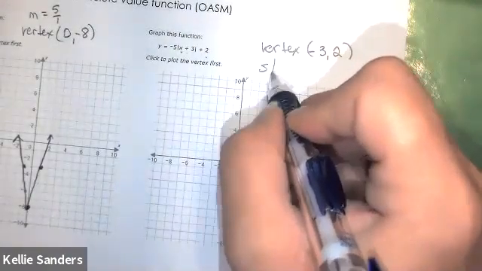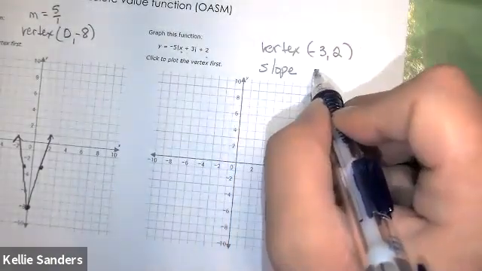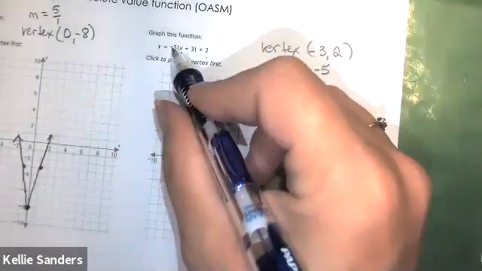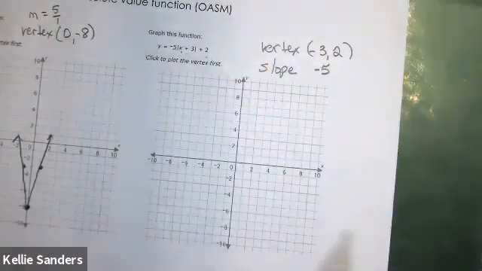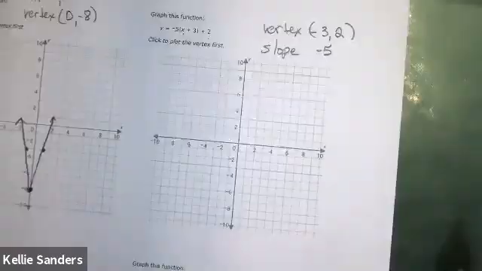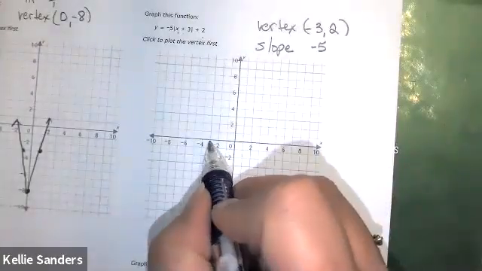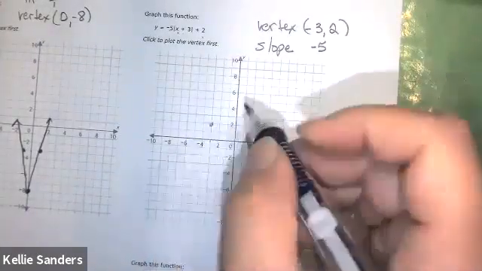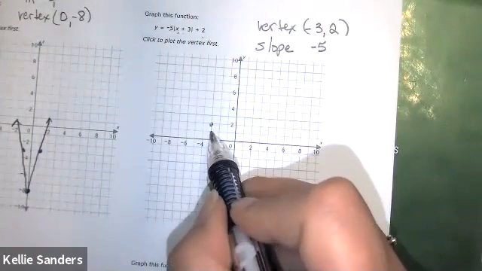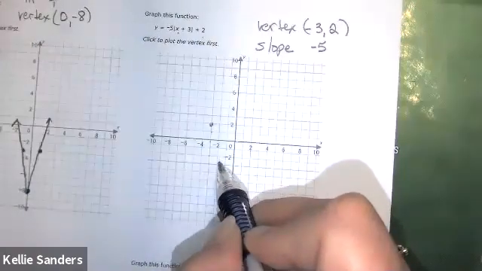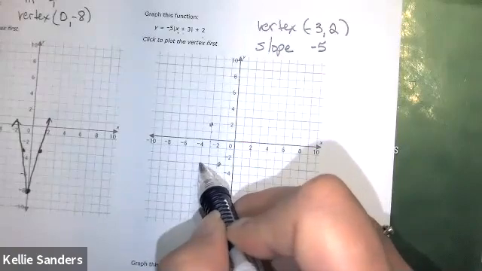And your slope is going to be -5 because the -5 is already on the outside of the absolute value, so it's going to stay negative. So -3, +2, and a slope of -5. So we're going to go down 5: 1, 2, 3, 4, 5, and over 1.